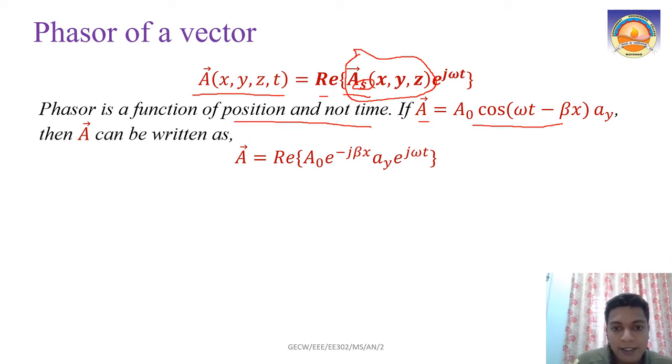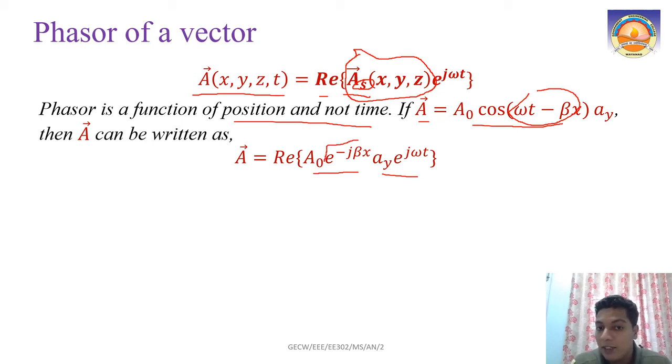When you write vector a, it can be written as what? The real part of a0 e raised to minus j beta x and ay e raised to j omega t. Here these two work together, right? Omega t minus beta x. When we made it into the exponential form here, what happened?